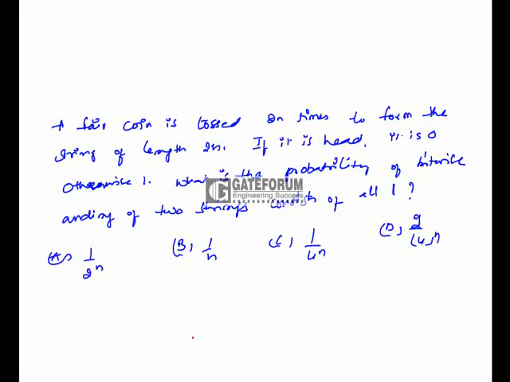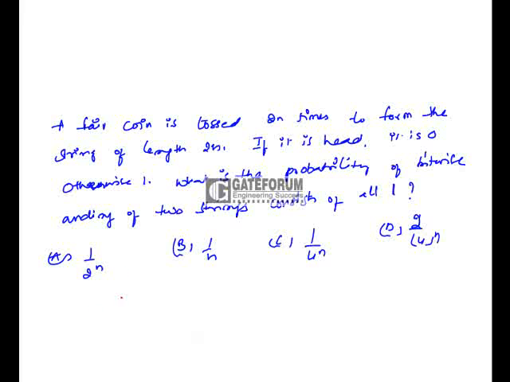Coin is tossed 2n times to form the string of length 2n. If it is head, it is 0, otherwise 1. What is the probability of bitwise ANDing of two strings consisting of all ones? Here it is given that bitwise ANDing of two strings should be all ones. Means both the strings should contain all ones. Then only the bitwise ANDing of two strings will be all ones.